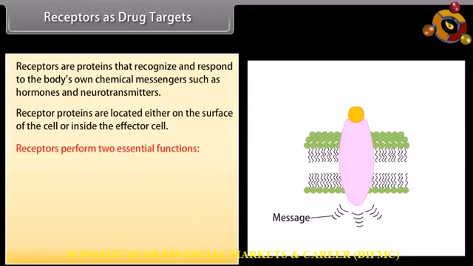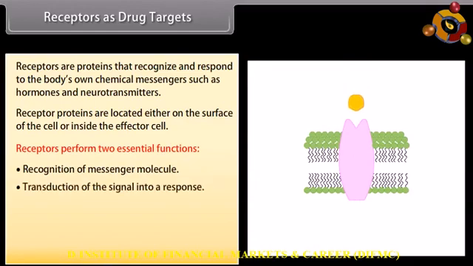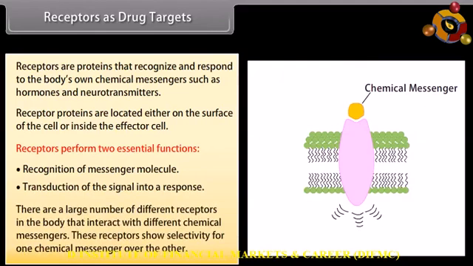Thus, receptors perform two essential functions: recognition of messenger molecule, transduction of the signal into a response. There are a large number of different receptors in the body that interact with different chemical messengers. These receptors show selectivity for one chemical messenger over the other.